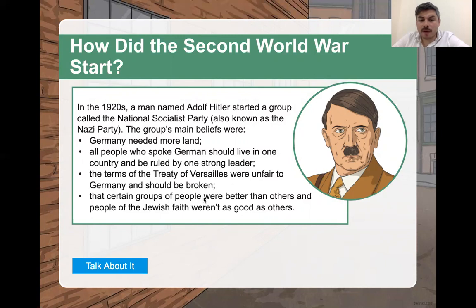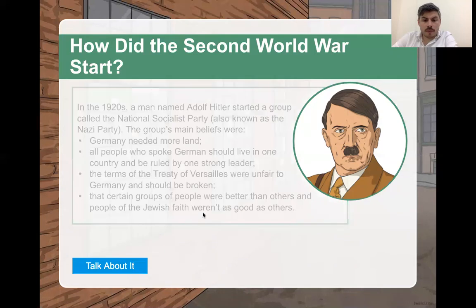And he believed that certain groups were better than others. Disabled people, gypsies, people of the Jewish faith, they were going to be persecuted and eventually murdered under his regime. So these are 4 main beliefs of Adolf Hitler.